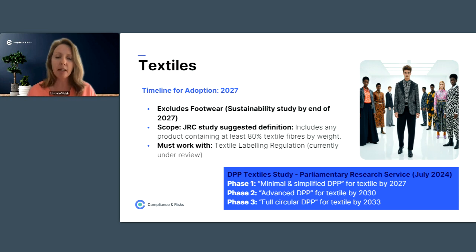It's important as well that any eco-design measure works together with the textile labeling regulation, which is also currently under review. And another study which is worth looking at if you're interested in textiles is the Parliamentary Research Service came up with a report on textiles in July 2024 and a recommendation of what it should look like. And it recommended that they should be introduced on a phased basis. So kind of a minimal, easy, soft DPP in 2027, an advanced DPP in 2030, and a fully circular DPP by 2033. So the recommendation is that we will see this kind of phased approach brought in for these new product groups.